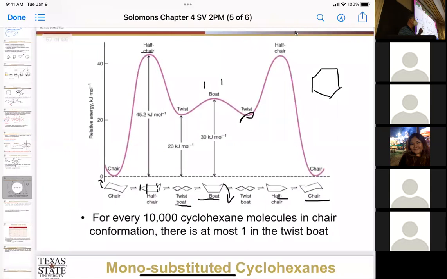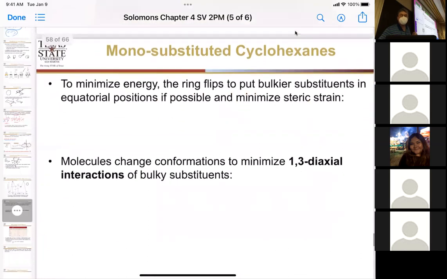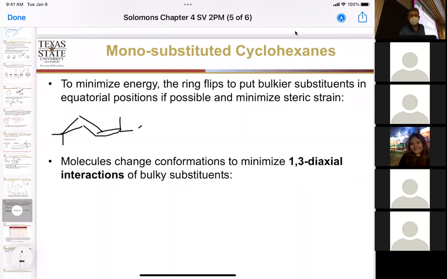So now let's see how it changes our structure to have a substitution. Okay. So let's start with something simple. Let's draw it this way. And so that would be that way and that way, CH3. Okay. So this is starting out right here. And our methyl group, is it on the equatorial or the axial position?